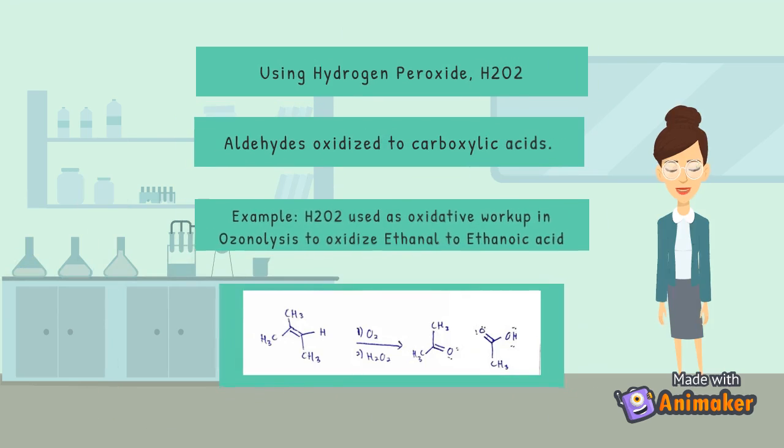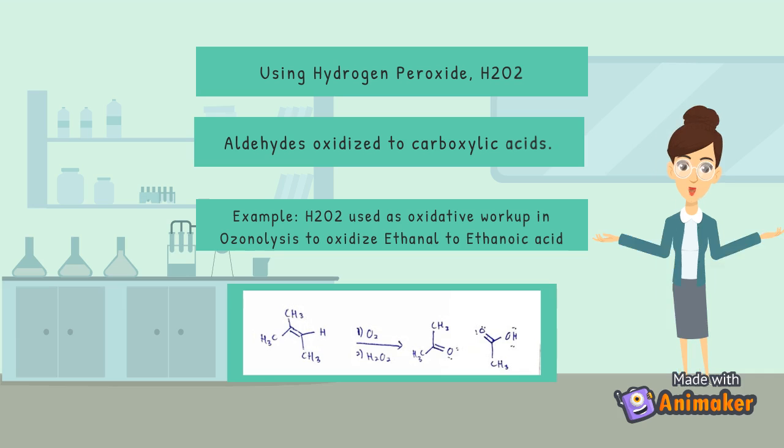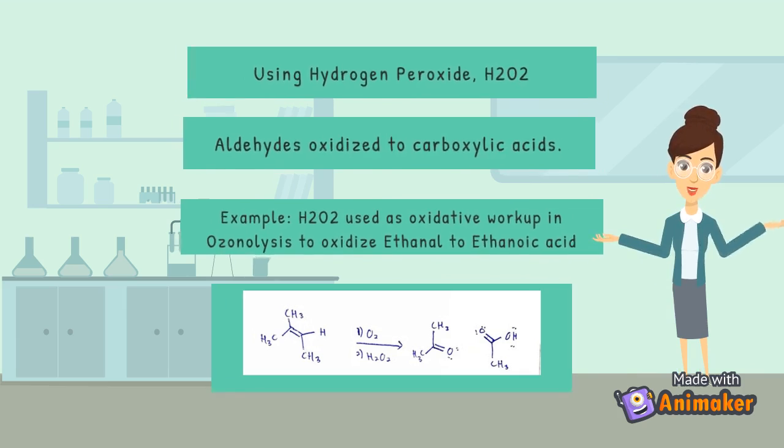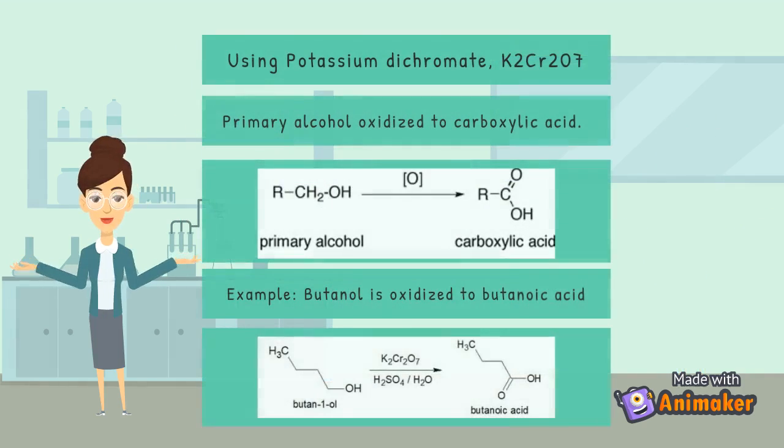Hydrogen peroxide also can be used as a strong oxidizing agent. It is used in ozonolysis to oxidize ethanol to ethanoic acid. Potassium dichromate can oxidize primary alcohol to carboxylic acid. For example, 1-butanol is oxidized by potassium dichromate to form butanoic acid.